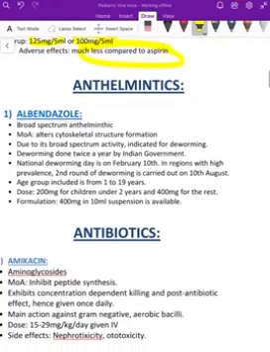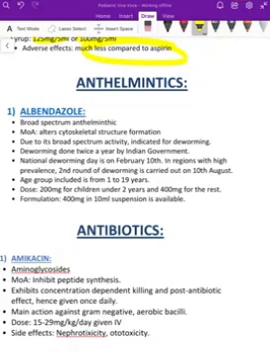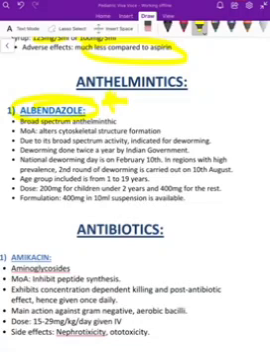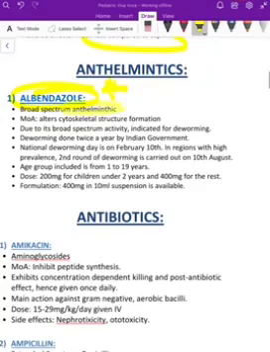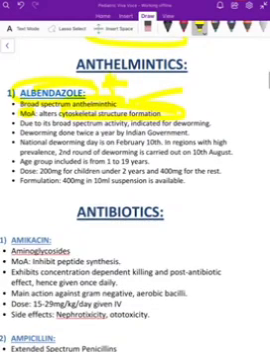Next, coming to antihelminthics, the most commonly used is albendazole. This is an important drug that can be asked because it is there in a national program as well, the deworming day, and it is a broad spectrum antihelminthic. Mechanism of action: it alters the cytoskeletal structure of the parasite, and due to its broad spectrum activity, it is indicated for deworming, and this is the drug used on National Deworming Day.